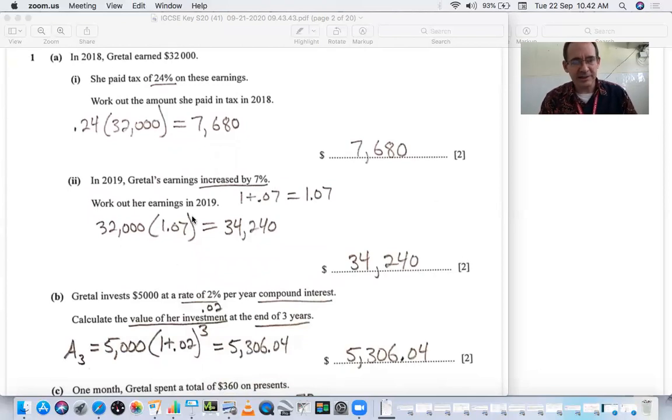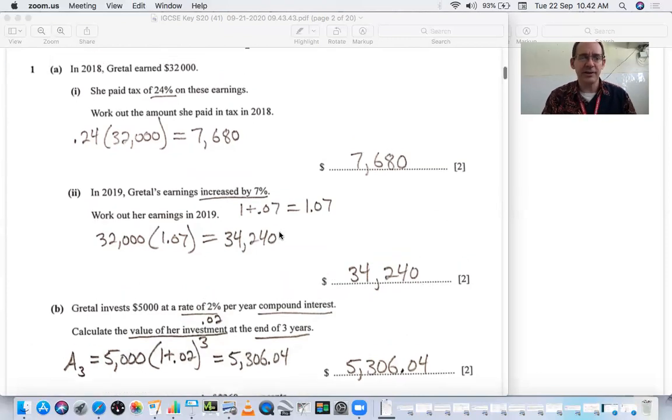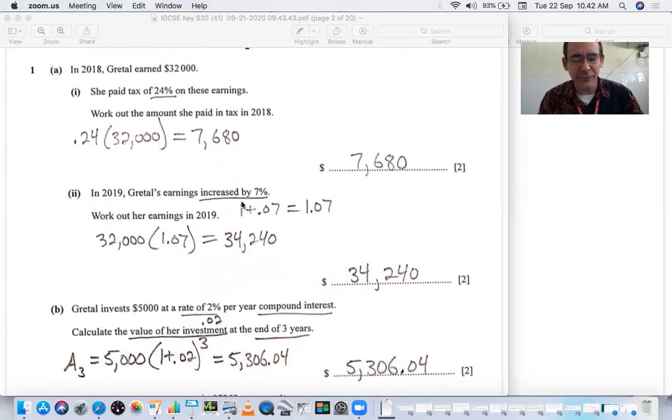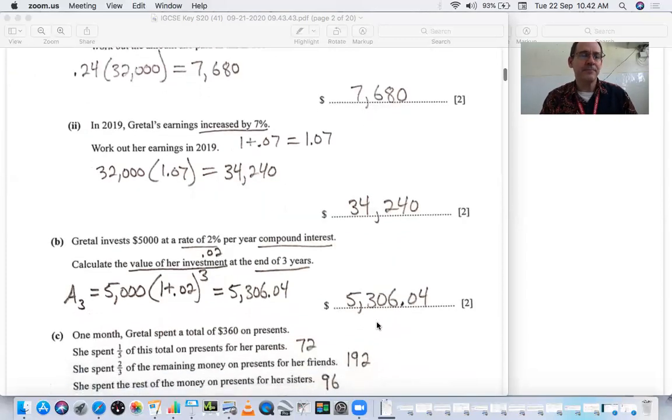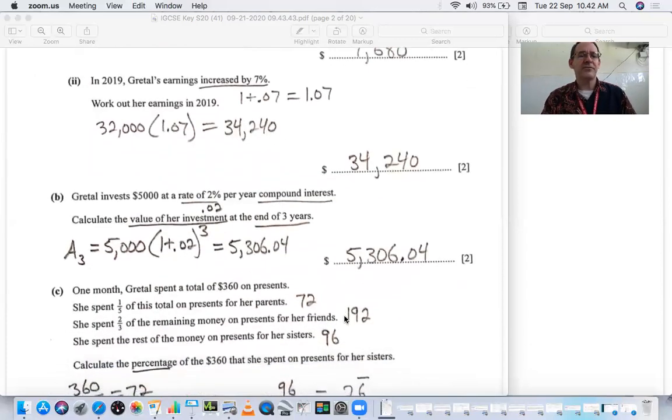So work out her earnings. Whenever you have a percent increase or decrease, you need to add or subtract it from the original value, which is represented by 1 or 100%. So increase by 7%, you add 1 to the 7% as a decimal and you get 1.07. And then 32,000 times the increase, the 1.07, equals 34,240.